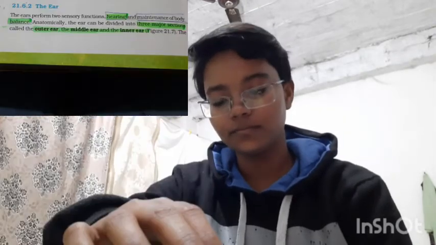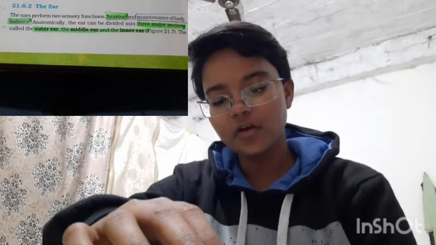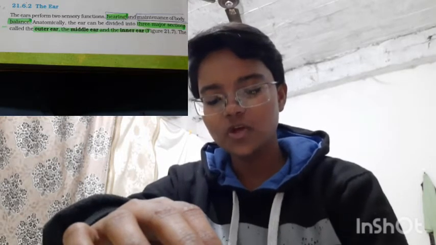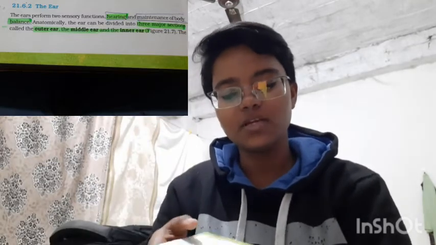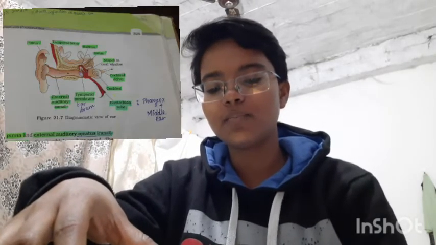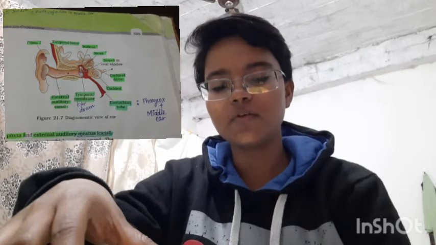Now the ear. The ear performs two sensory functions, hearing and maintenance of body balance. Anatomically, the ear can be divided into three major sections called the outer ear, the middle ear, and the inner ear. The outer ear consists of the pinna and external auditory meatus canal. The pinna collects the vibrations in the air which produce sound.